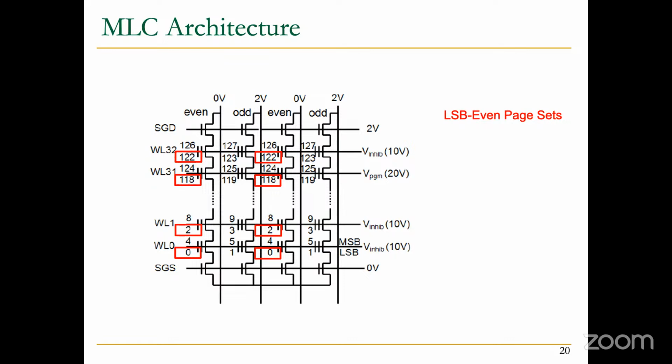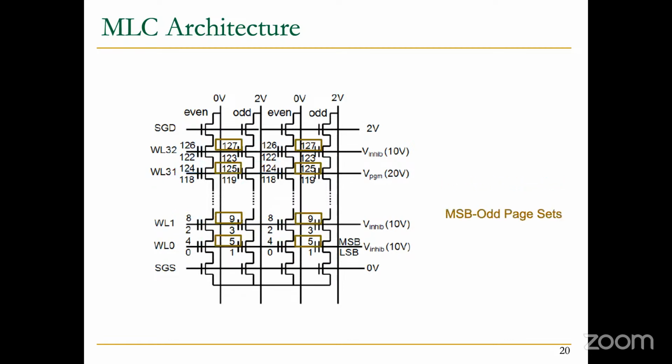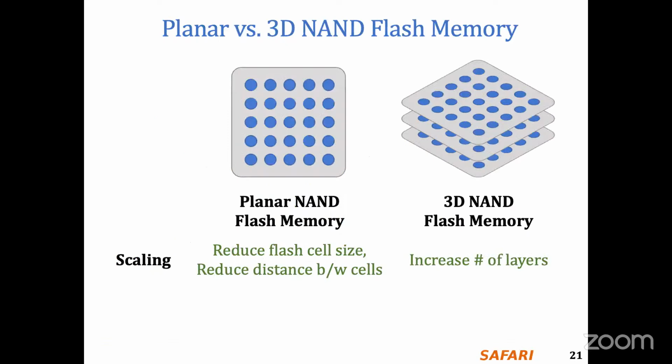So you can distribute your data as an example in this figure, right? For example, these are LSB odd page sets. These are MSB even page sets and MSB odd page sets. But this is not something that's written in stone. You can also have a different structure if you find a good reason for that.